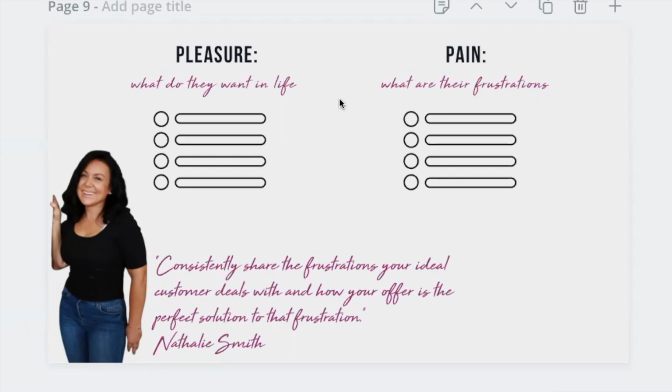Because here's the truth: when you can get inside her head, you're going to be speaking to these people and they're going to be like, how does she know that about me? They're going to feel so related to, like, that's exactly how I feel. This girl gets me. Okay, so I wrote here, consistently share the frustrations your ideal customer deals with and how your offer is the perfect solution to that frustration.